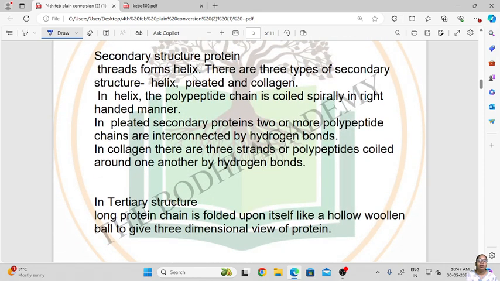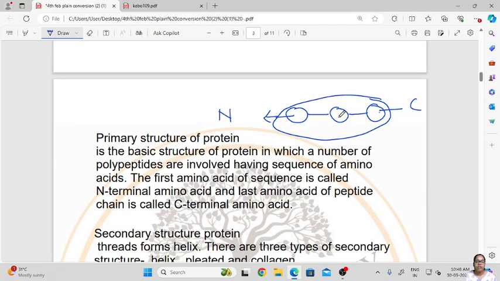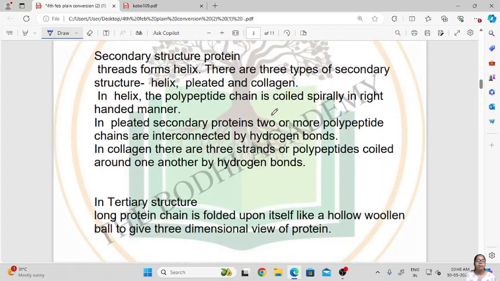Then let us see what is the structure of secondary protein. So this thread which is there now, this is a chain of amino acids. Okay, the primary structure. The secondary structure is formed from the primary structure itself. So it forms a helix-like structure. So this thread will form a helix-like structure. Okay, it will start coiling like this. So it will form a helical structure.